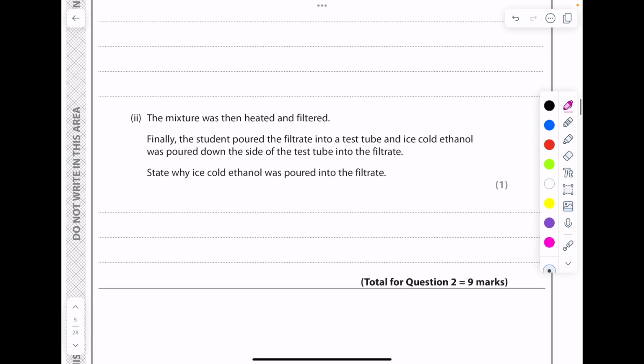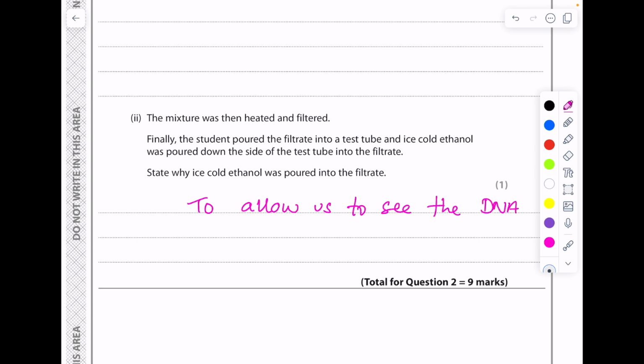The mixture was then heated and filtered. Finally, the student poured the filtrate into a test tube and ice-cold ethanol was poured down the side of the test tube into the filtrate. State why ice-cold ethanol was poured into the filtrate. So that's to allow us to see the DNA. Basically, it precipitates it.